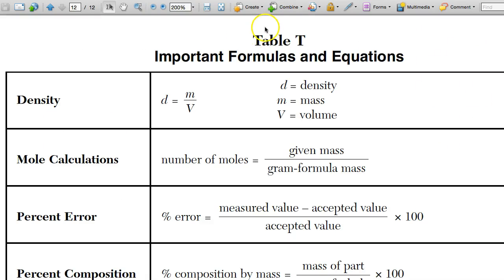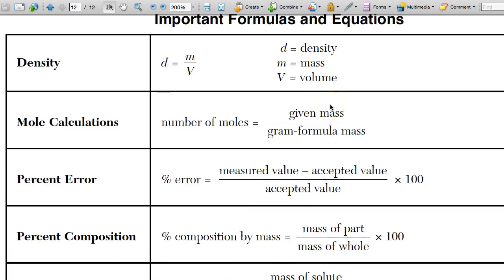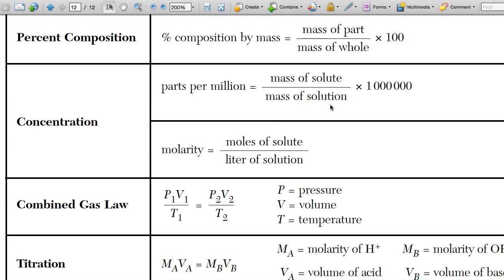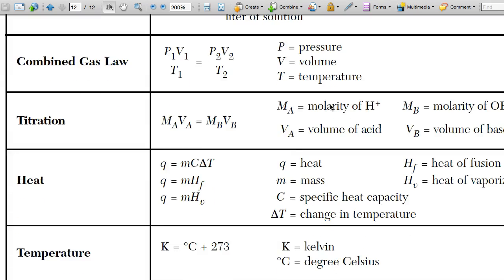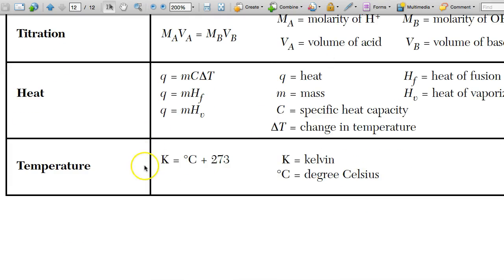Looking at Table T here, let's scroll down and look for temperature, and there is our formula. Kelvin is equal to Celsius degrees plus 273. Notice Kelvin doesn't have a degree symbol. That's kind of cool, because Kelvin actually uses the Celsius scale. It uses the same size degree as the centigrade or Celsius scale. It just starts 273 degrees sooner.